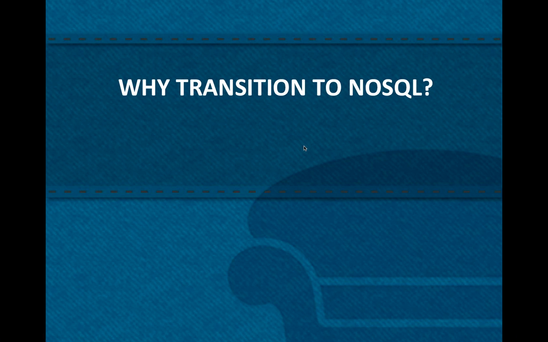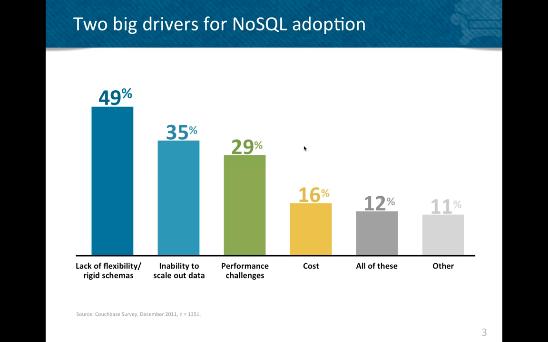Why transition to NoSQL? There is a huge ecosystem around relational databases. They've been around for a long time. And so why are people looking at these new technologies that are coming up? We actually performed a survey some time back, and as we talk to customers as well, there are two key drivers that seem to be the reason. The first one is a lack of schema flexibility, and so rigid schemas in the relational database. And then the second one is inability to scale out.